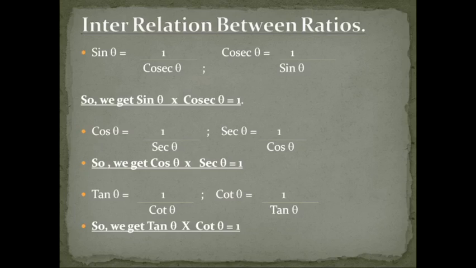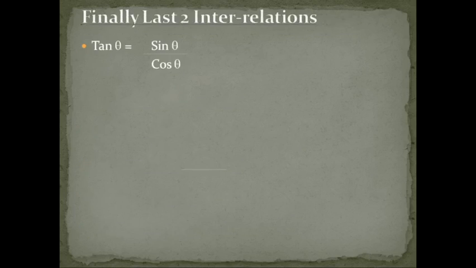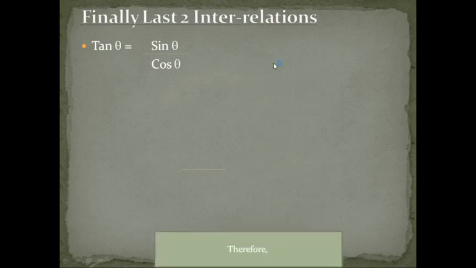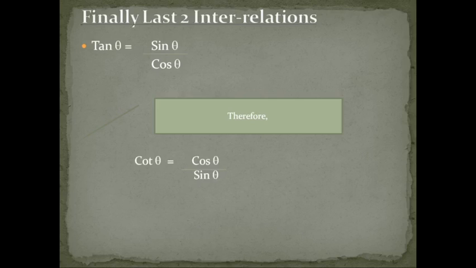So, lastly, we need to remember two more ratios, and they are tan theta is equal to sin theta upon cos theta. And in my previous session, I had already taught you that tan theta and cot theta are the reciprocals of each other. Okay, my dear friends? Fine. So, therefore, cot theta is equal to cos theta upon sin theta. Okay, my dear friends? Fine.